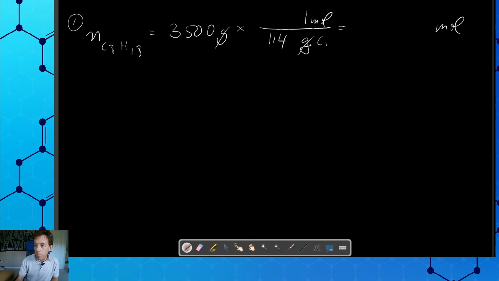So this is grams of C8H18, and we start off with grams of C8H18 right over here. And if we do that, we end up with 30.7 moles of this stuff. Let's write this all out, that we have the proper number of moles of C8H18. And then if we go to step 2, we need to go back here.